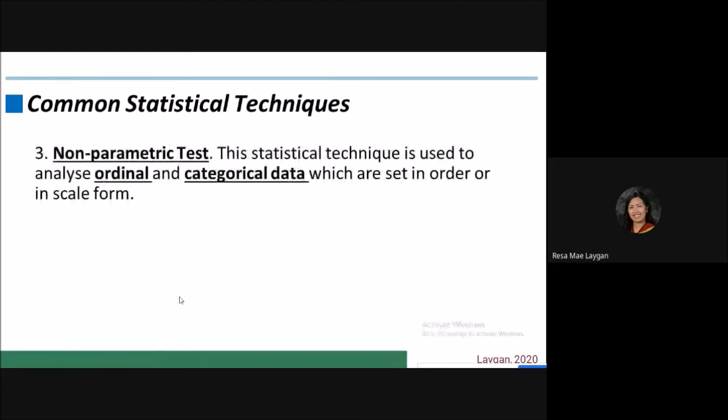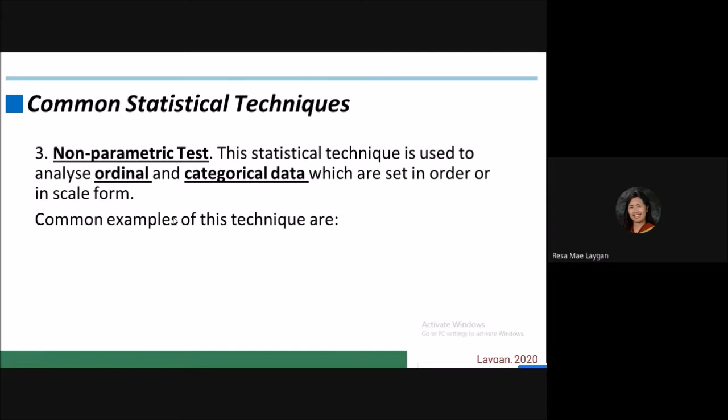Another, we have the non-parametric tests. So why is it a non-parametric test? Because the data being analyzed with this technique are not continuous data, unlike the parametric tests, which are used to analyze continuous data. Here, it is used to analyze ordinal and categorical data, which are set in order for ordinal, and in scale form for categorical data.